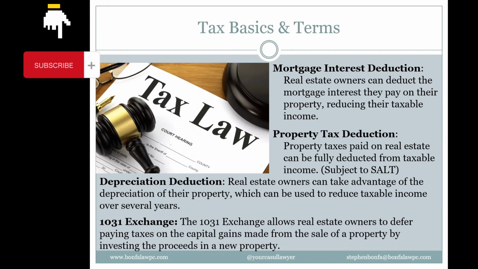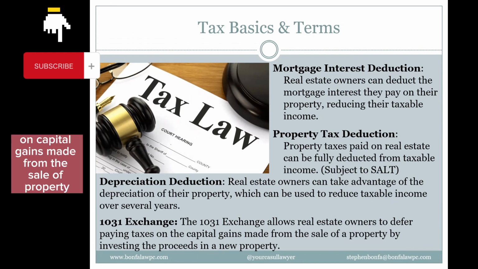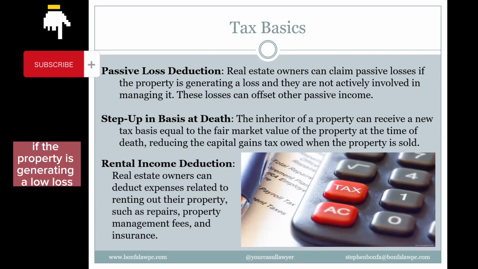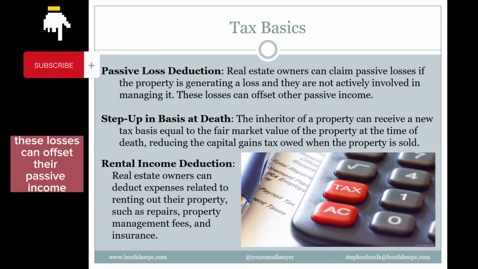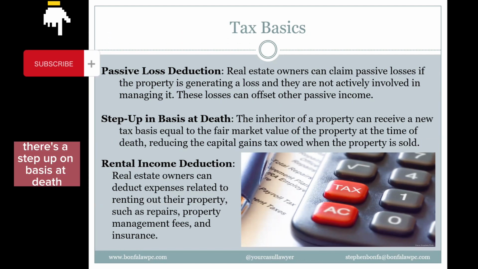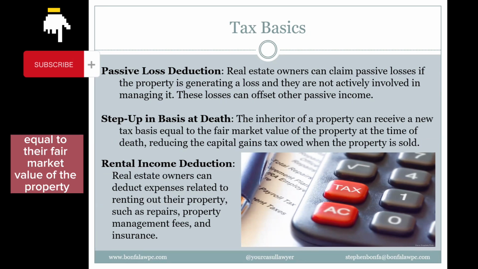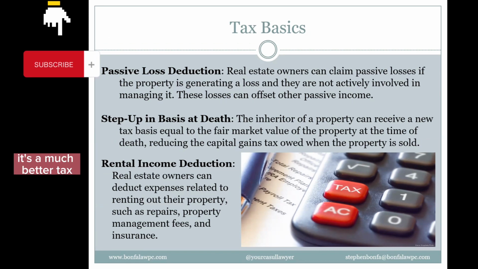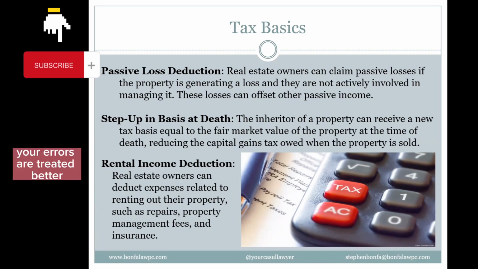1031 exchanges. 1031 exchanges allow real estate owners to defer paying taxes on capital gains made from the sale of property. A passive loss deduction. Real estate owners can claim passive loss if the property is generating a loss and they are not actively involved in managing it. These losses can offset their passive income. There's a step up in basis at death. The inheritor of a property can receive a new tax basis equal to the fair market value of the property at the time of death. So when you pass property by inheritance, it's a much better tax position to be in for the people who inherit. So your heirs are treated better.